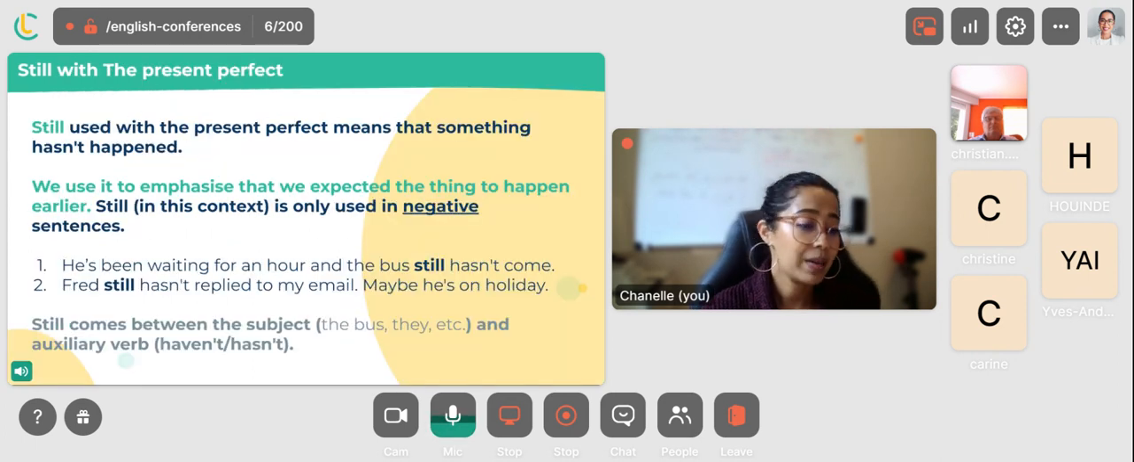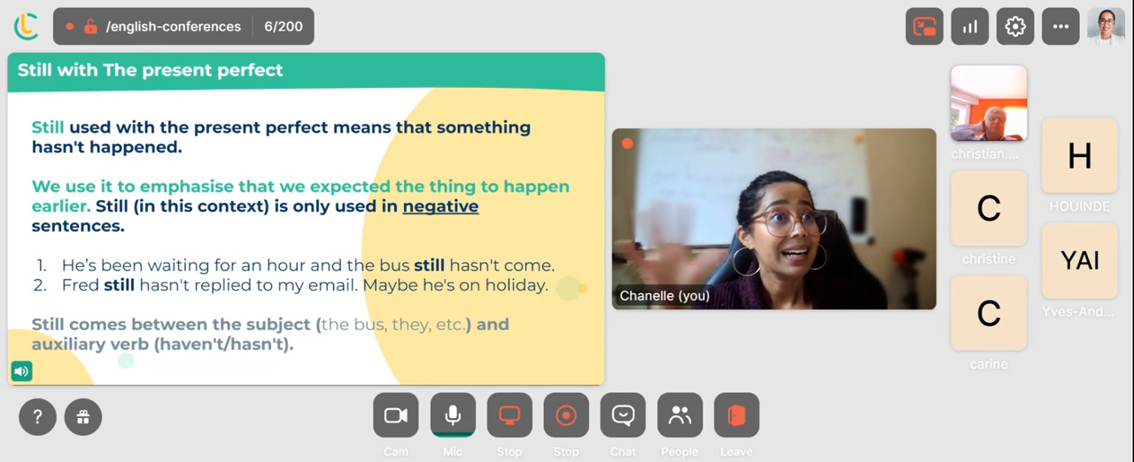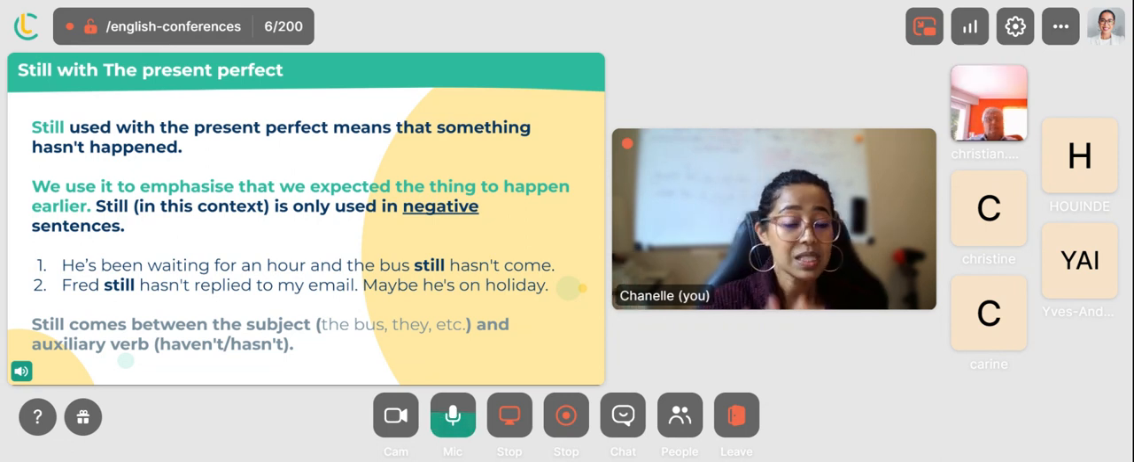Still with the present perfect. Still used with the present perfect means that something hasn't happened. So we need to be careful. We use it to emphasize that we expected the thing to happen earlier. So still in this context is only used in negative sentences.